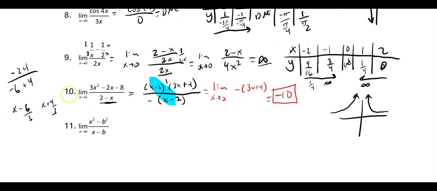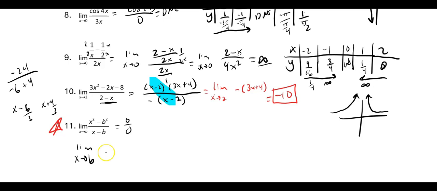Look, listen, I guarantee you're going to have a problem like this. It's just variables, guys. As x goes to b, if you fake plug in, b squared minus b squared is 0, and b minus b is 0, which is indeterminate. So we need to factor and simplify.